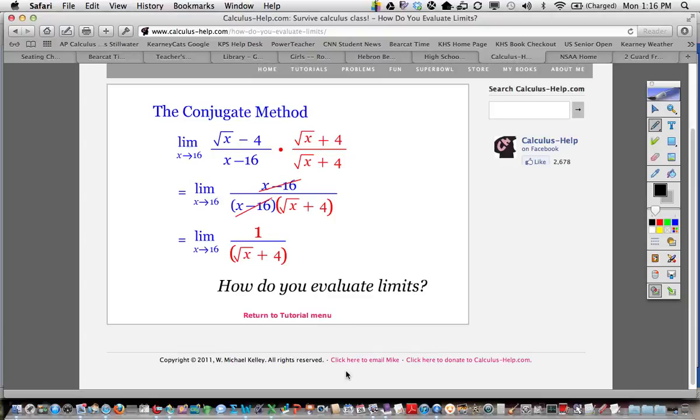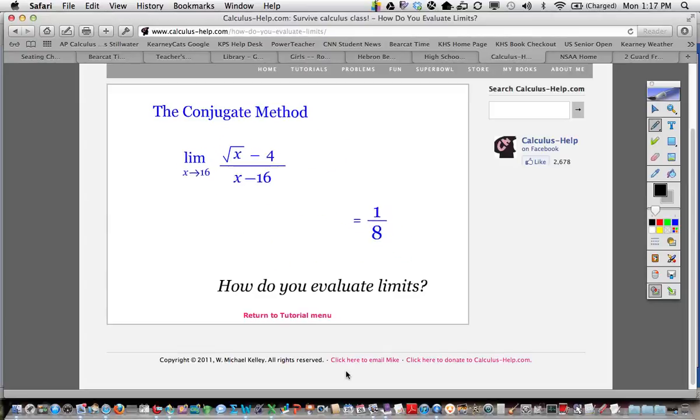Do you see why we didn't want to multiply out the bottom? It makes simplification much easier. Now I'm able to plug in 16. Substitution works. When I do so, I get 1 divided by 8. So the limit as x approaches 16 of my original function is 1/8. And that's the conjugate method.